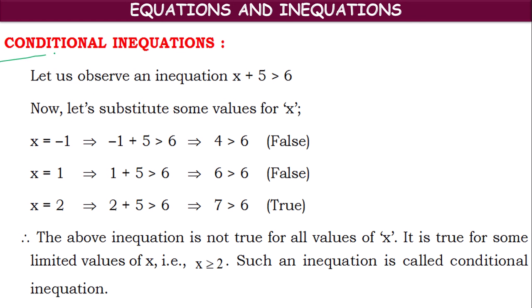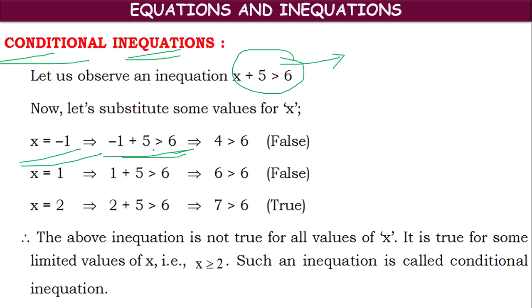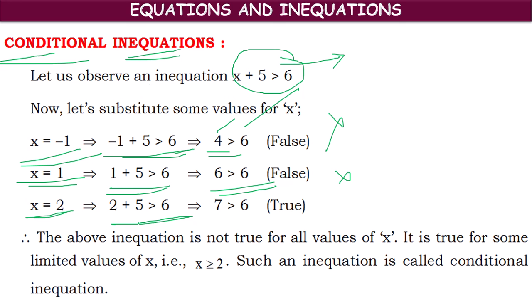Next, children, we have conditional inequations. Suppose we have an inequation like x plus 5 greater than 6. If we keep x equal to minus 1, minus 1 plus 5, 4 greater than 6, false. X equal to 1, 1 plus 5 greater than 6, 6 greater than 6, false. X equal to 2, 2 plus 5 greater than 6, 7 greater than 6, true.